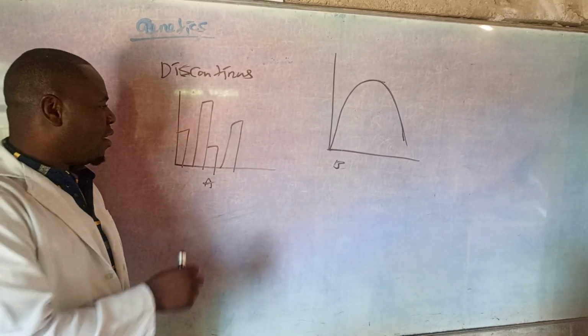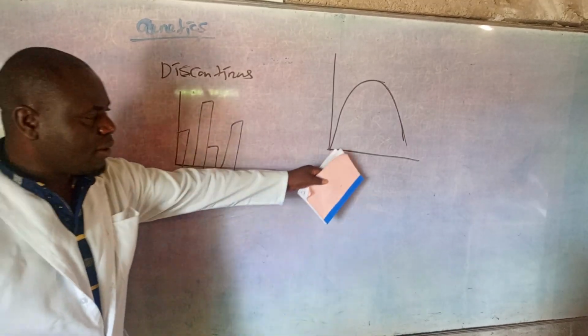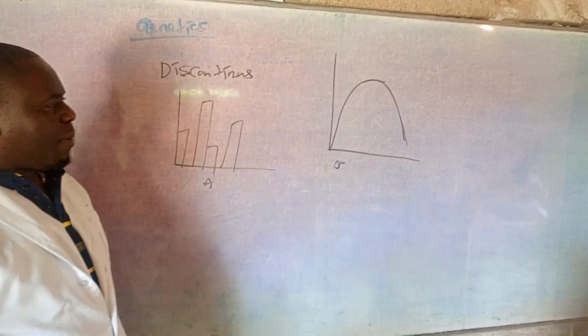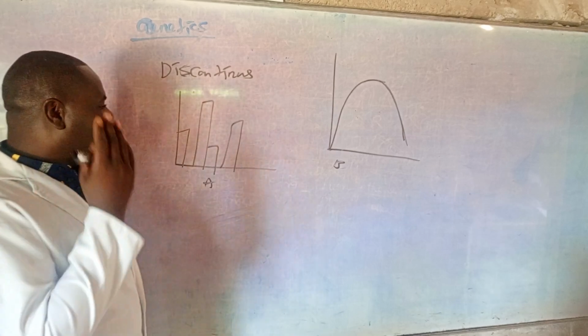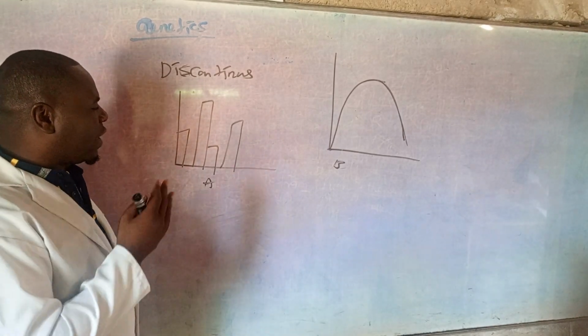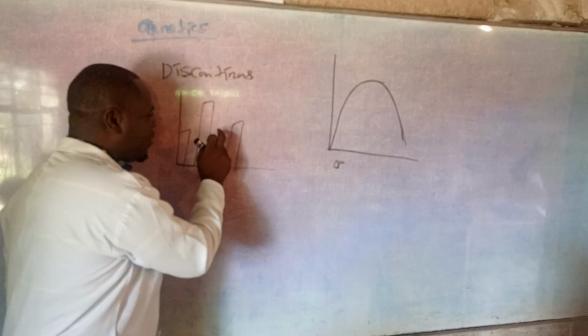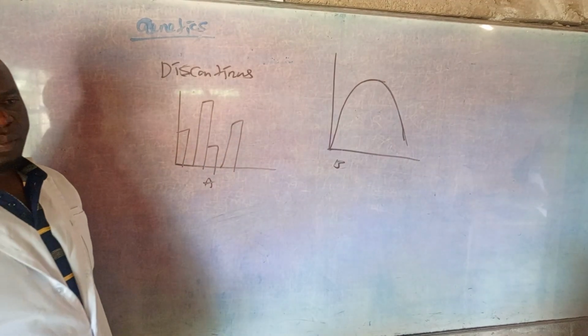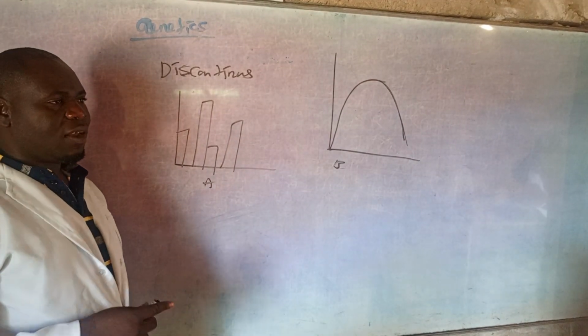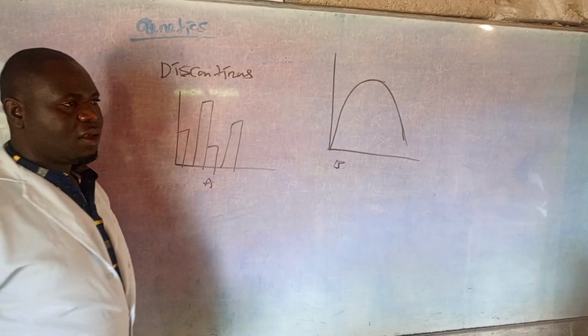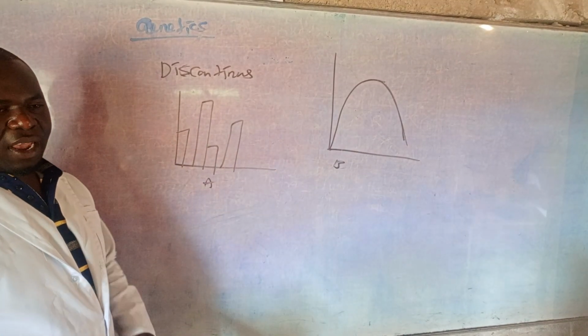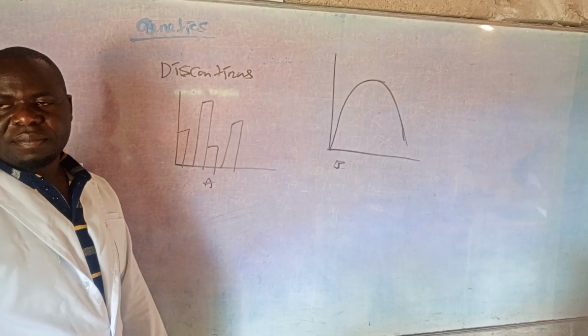Apart from that, can you give an example of this type of variation? Tongue rolling, yes. Also sex, yes. Apart from that, I can ask you, can you give two factors that can affect type of variation A? Lack of environmental factors. Yes. What else? Controlled by one pair of genes. Good.